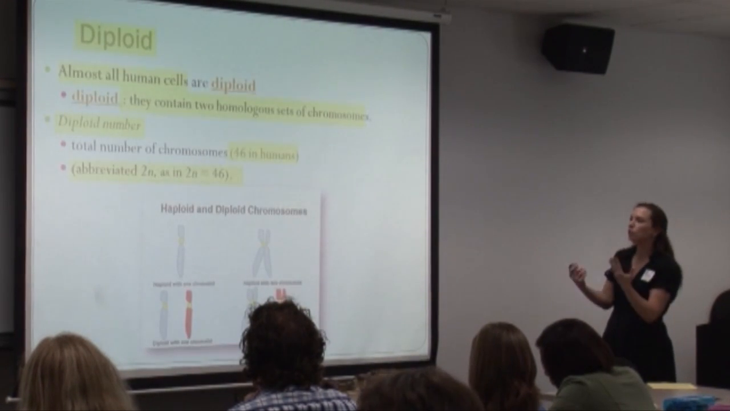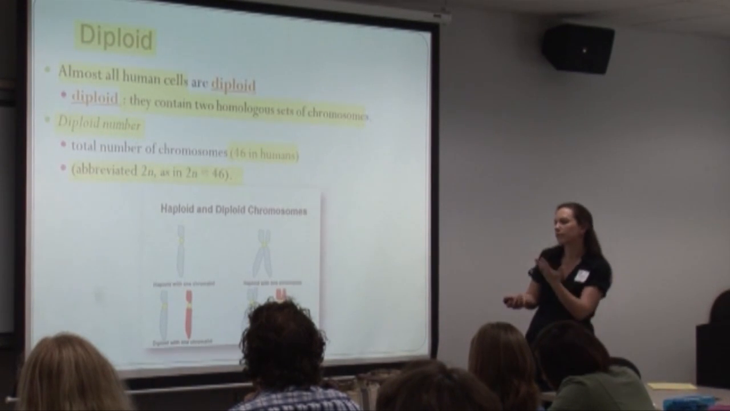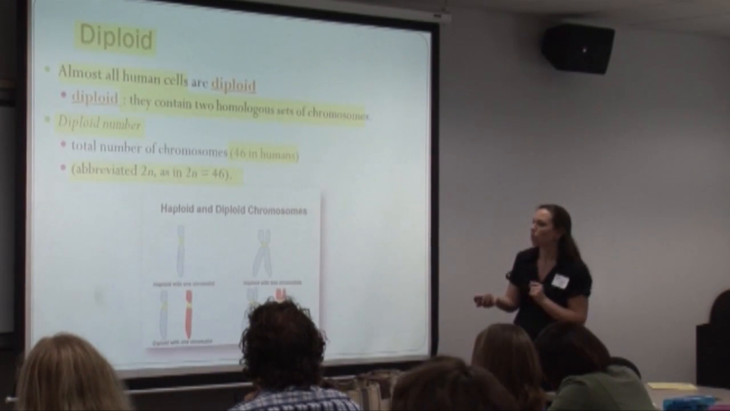So talking about our diploid cells, diploid cells are individuals that have 2 sets of chromosomes.